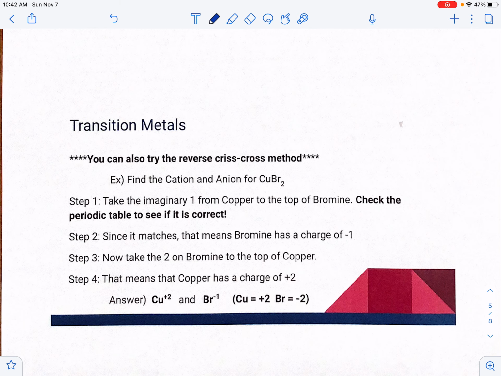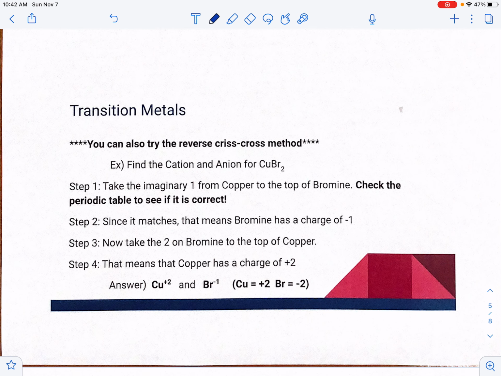Again, like we just talked about, you can try the reverse crisscross method. So the example is find the cation and anion for CuBr2. Take the imaginary 1 from the copper to the top. So I'm going to write CuBr2 up here, and take this imaginary 1 from copper up to bromine, and take the 2 from bromine up to copper. Since bromine has a -1 up here, I'm going to check my periodic table. Does bromine on the periodic table have a charge of -1? If it does, then you're good to go.